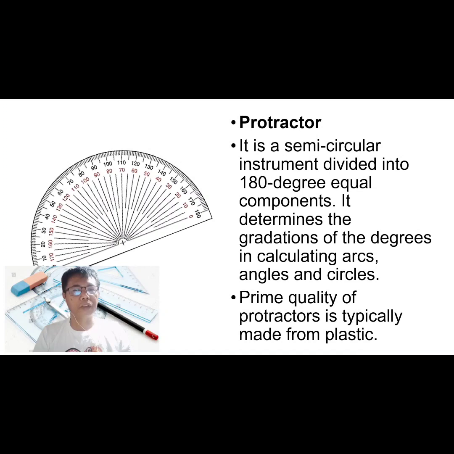Next is a protractor. A protractor is a semi-circular instrument divided into 180 equal components. There is another type of protractor which is circular, but circular is seldom used. It determines the gradation of the degrees in calculating arcs, angles, and circles. Prime quality protractor is typically made of plastic. Take note, made of plastic.